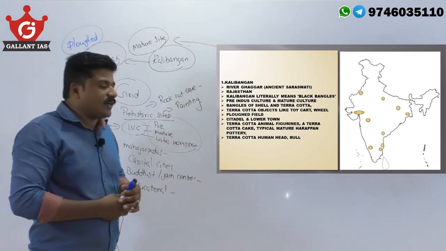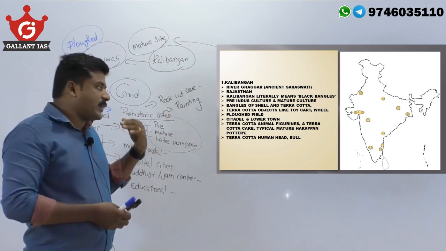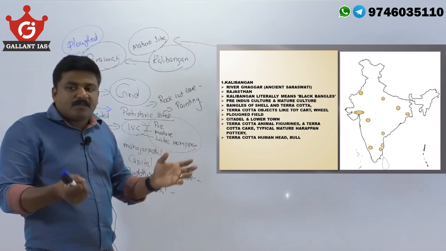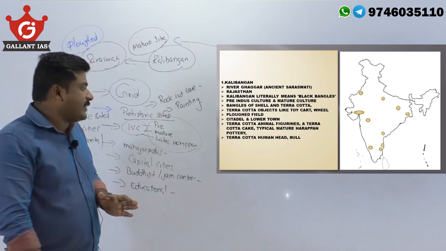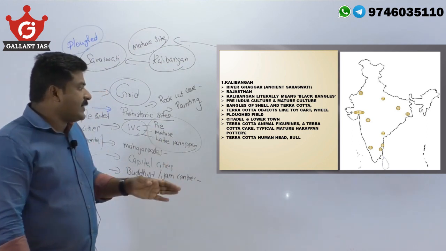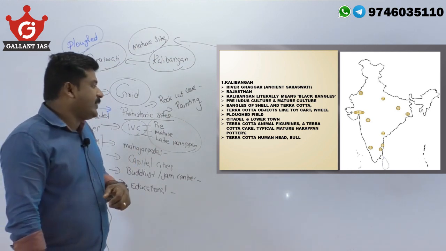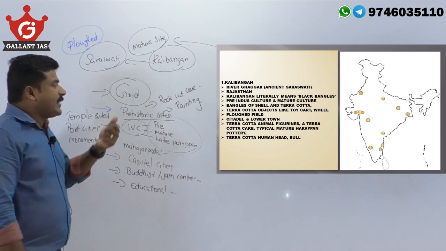It has a citadel, or higher town, and a lower town. The large buildings are located in the citadel region. So the citadel and lower town are the two divisions of the city identified. Terracotta figurines, Harappan pottery, and a terracotta human head and bull, etc., were identified. So this is Kalibangan.